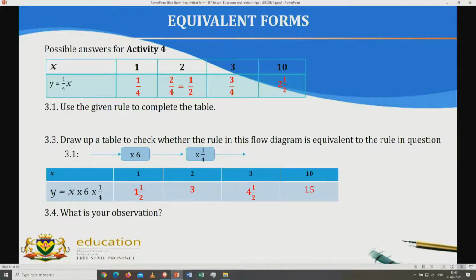Now, when we work out all those, we found that where the input value is 1, the output value is 1.5. Where the input value is 2, the output value is 3. Where the input value is 3, the output value will be 4.5. Now, when you look at those two outcomes, what will be your observation? Now, let's check.